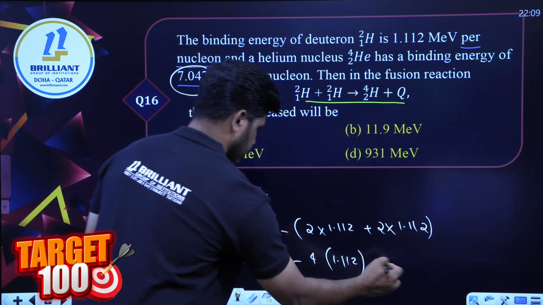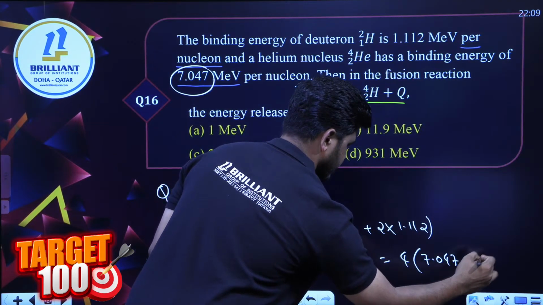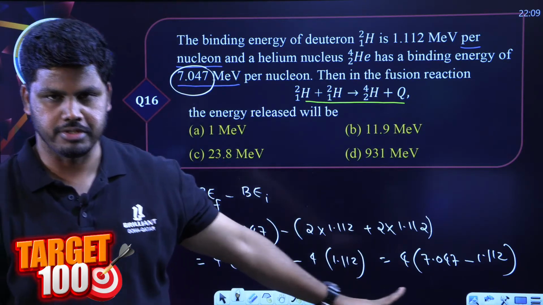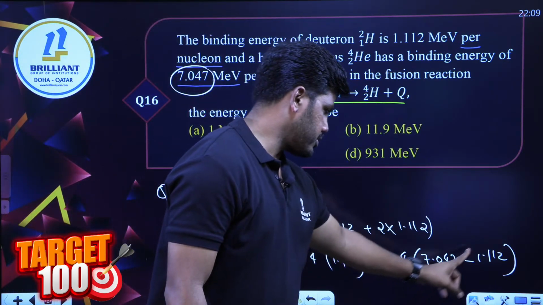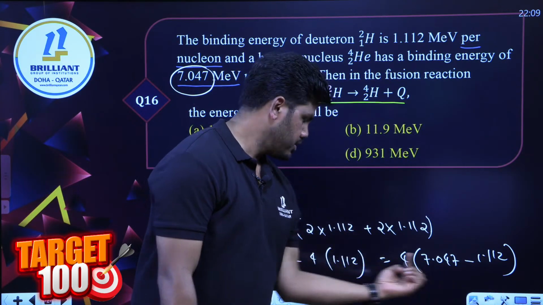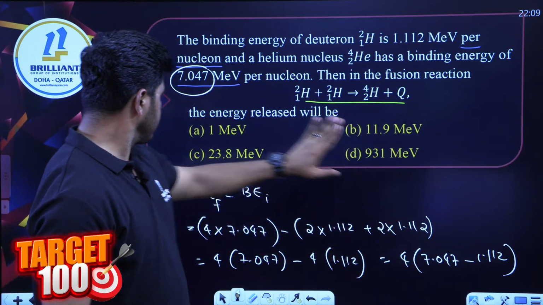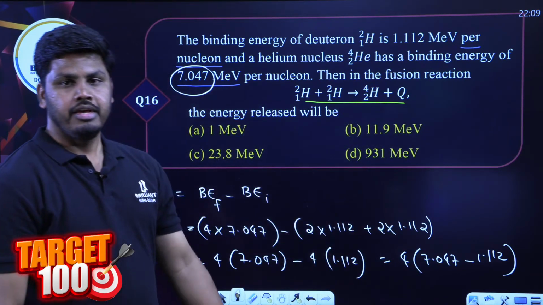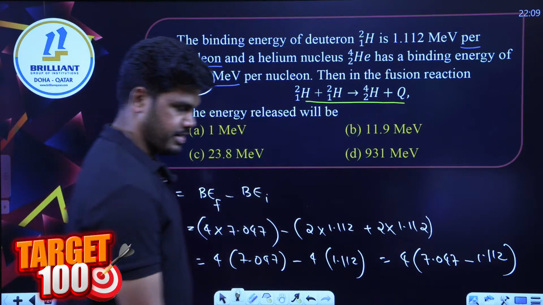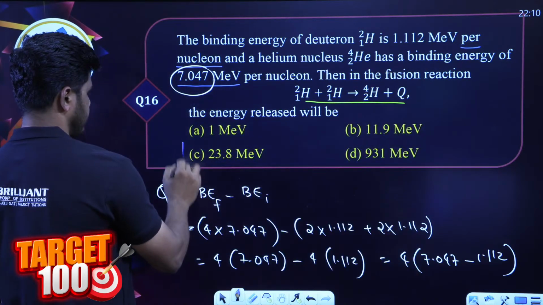You can simplify this: 4 into (7.047 minus 1.112) MeV. This will be your final answer. Just subtract 7.047 minus 1.12, that will be somewhat 6 point something. 4 into 6 is approximately 24. So if you have an option with 24 MeV, that can be the final answer, and that is option C. Yes, exactly, option C is the correct answer.